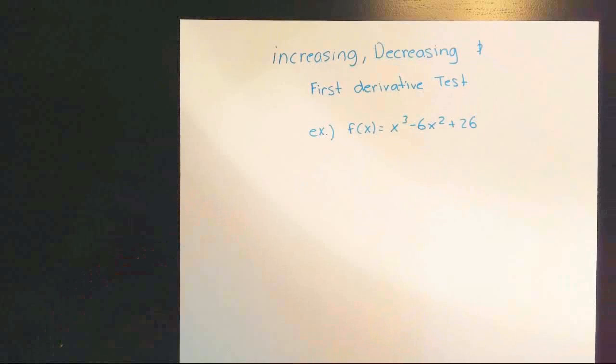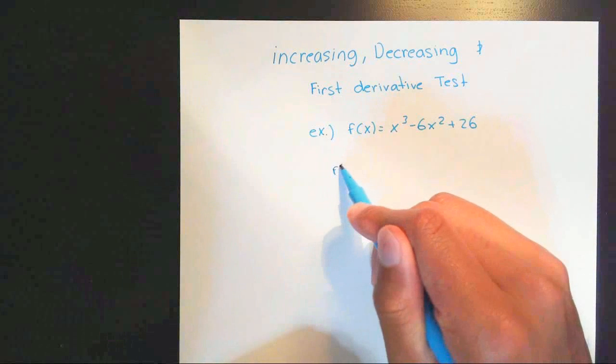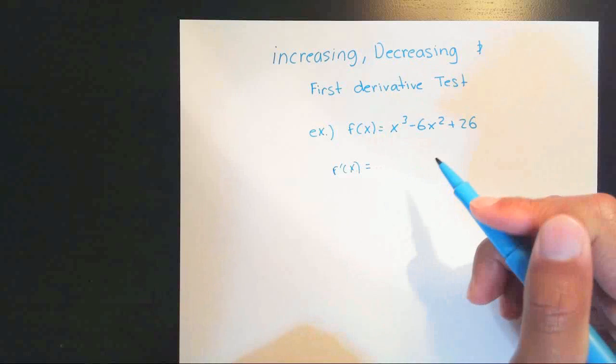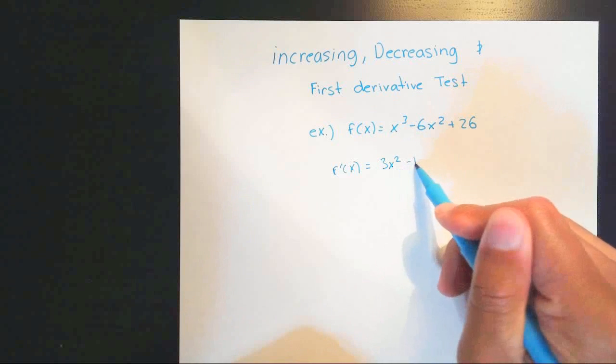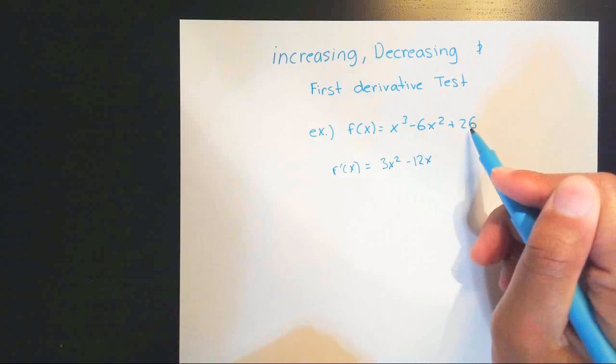Anytime they ask you to find the intervals of increasing, decreasing, or even ask you to apply the first derivative test, you have to actually use the first derivative. So you always want to start by finding the first derivative. In this case, the first derivative of this expression is going to be 3x squared minus 12x, and then remember 26 is going to be 0.